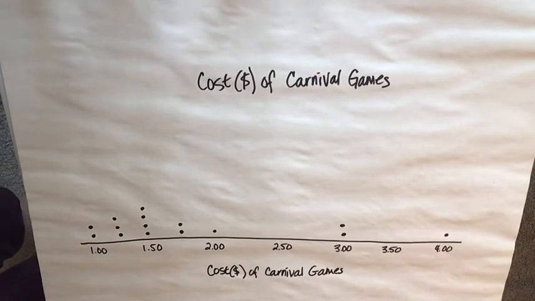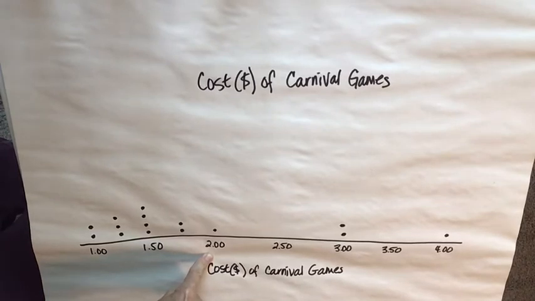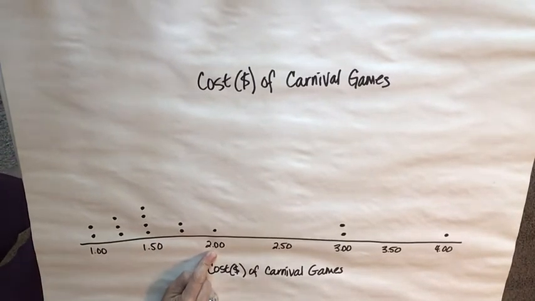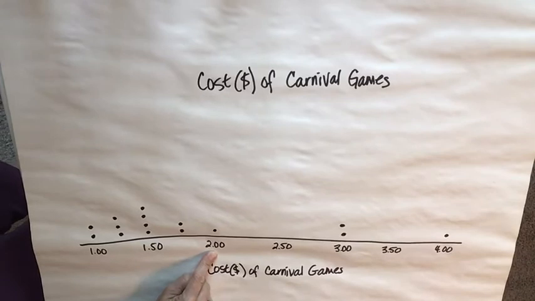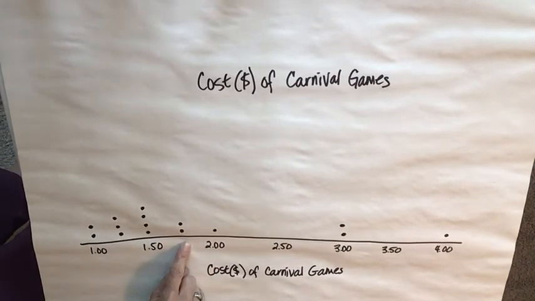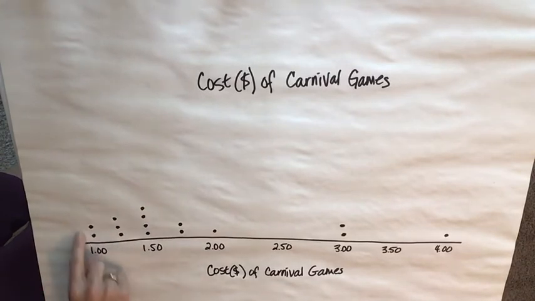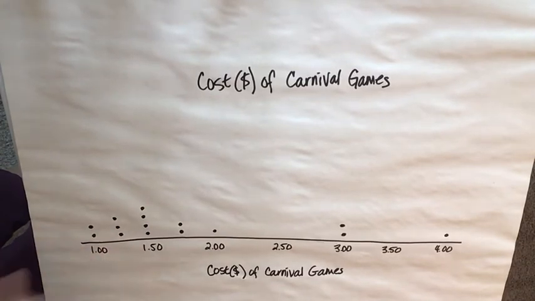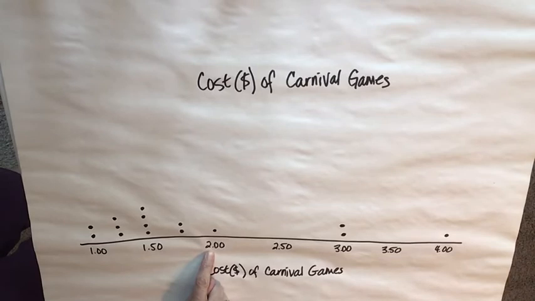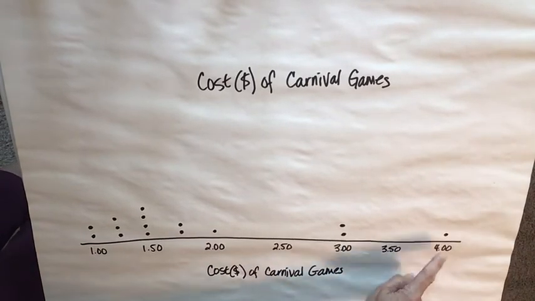I could ask, how many games cost less than $2? Well, if I'm asking you less than $2, can I include $2? I can't, because $2 is not less than $2, it's equal to it. So I would have to include everything less than $2. So we would have this many games that cost less than $2. I could ask you how many games cost $2 or more. So then I would include $2 and everything that's more than that.